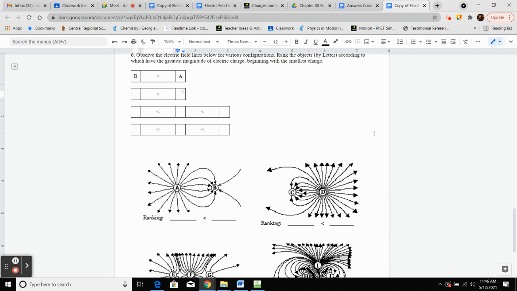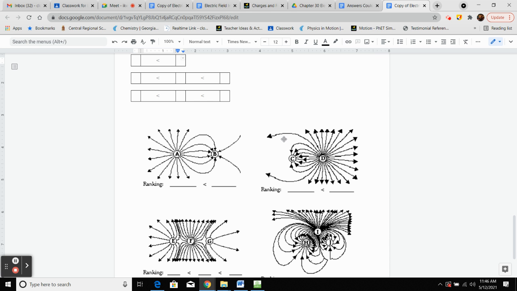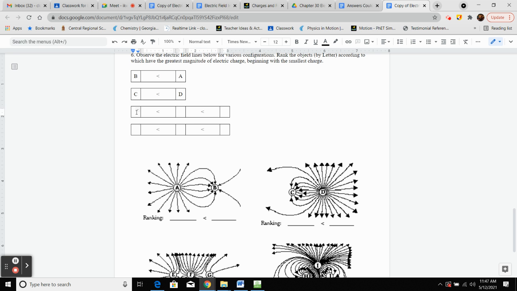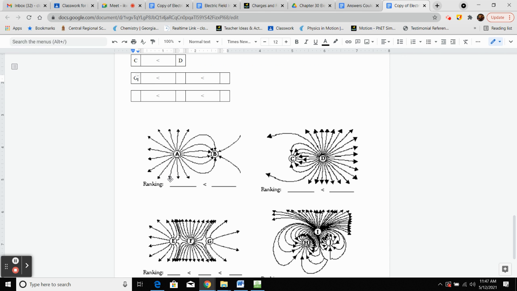C and D, which one is stronger? D. Yep, I would definitely say that as well. What about the E, F, G group? Which has the least amount of lines coming from it? G. So I would say that G is the weakest. Then which? Yeah, then I would say E, good. And then the last one should be F.